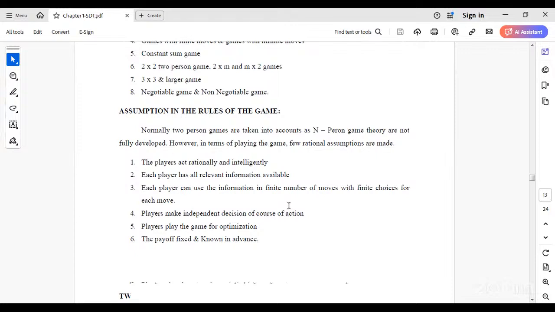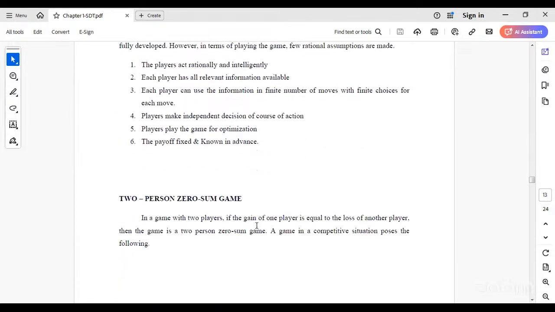Each player has all relevant information available. Each player can use information in a finite number of moves with finite choice for each move. Players make independent decisions of course of action. Players play the game for optimization. The payoff is fixed and known in advance. Okay, so these things we have seen yesterday.